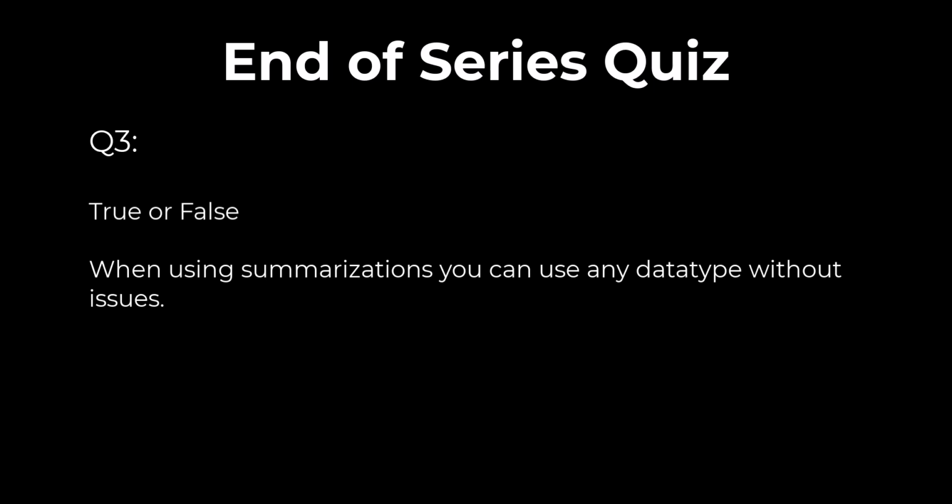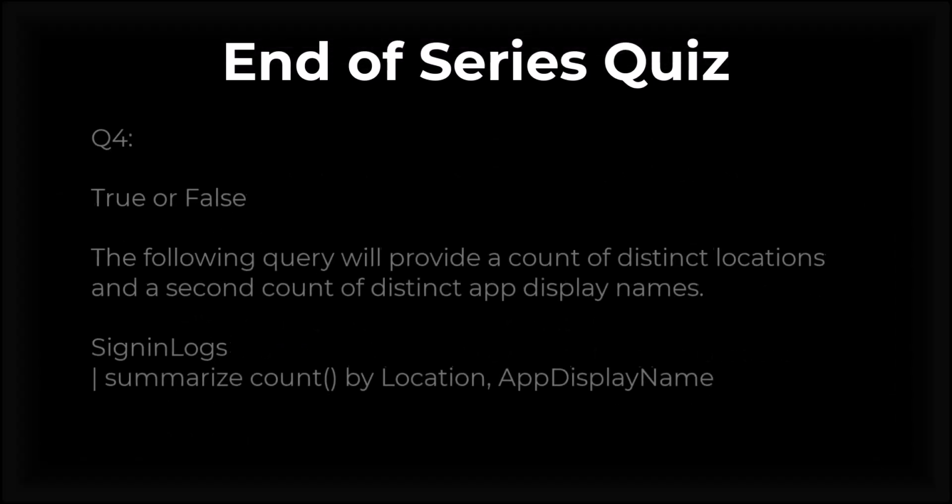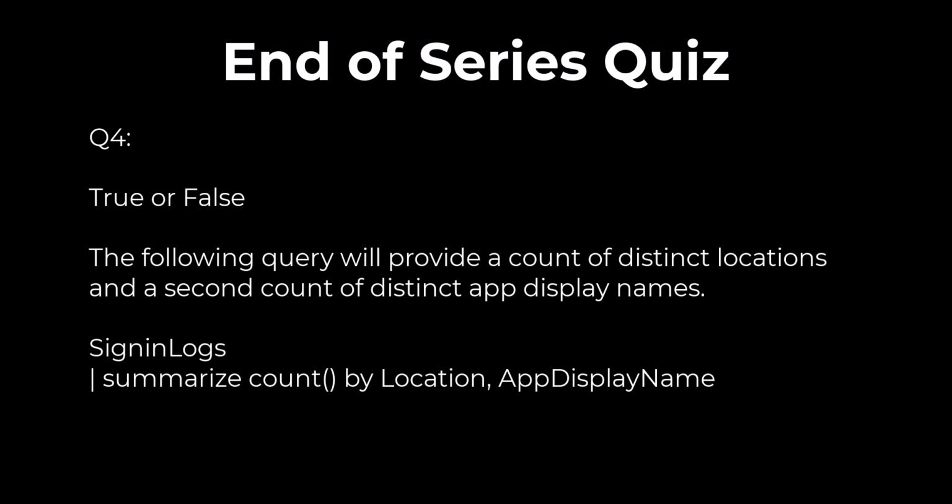The answer is false. Dynamic data types must be cast before completing summarizations. Question 4. True or false? The following query will provide a count of distinct locations and a second count of distinct app display names.